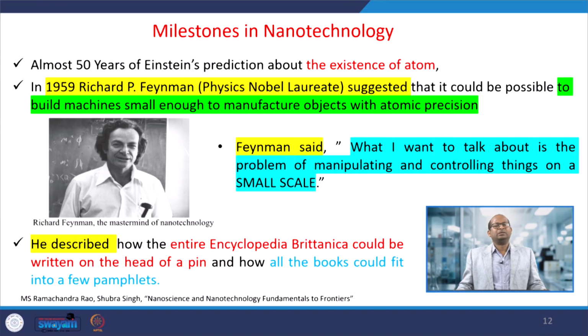So initially, suppose we have a large scale of books or other materials, that is, bulk size. We can make that into a smaller system or device where we can put everything. So that is how it initially began.